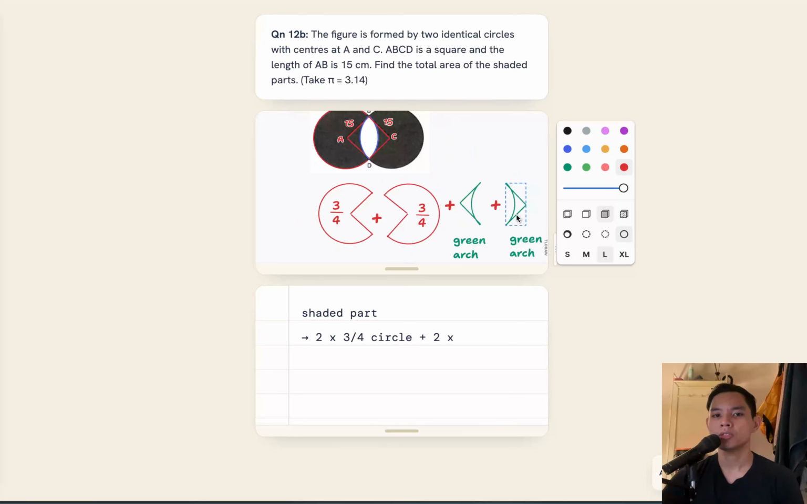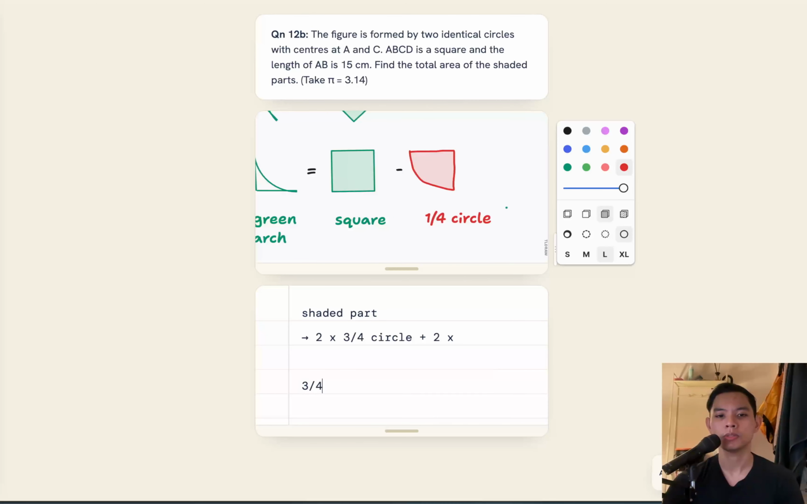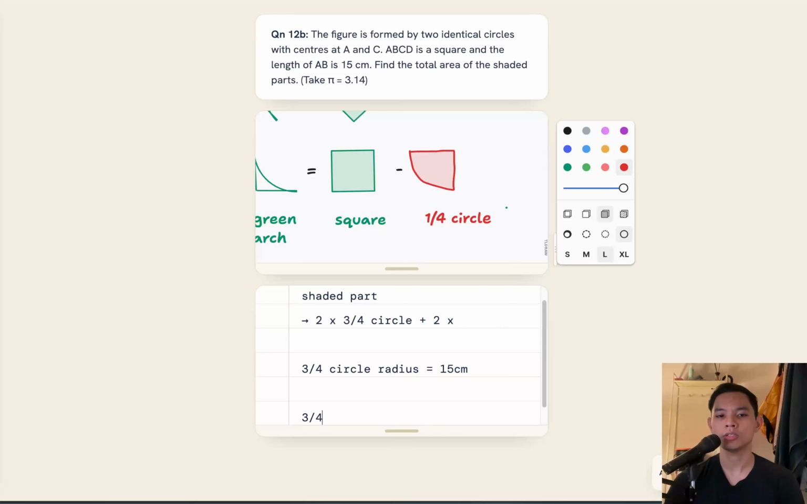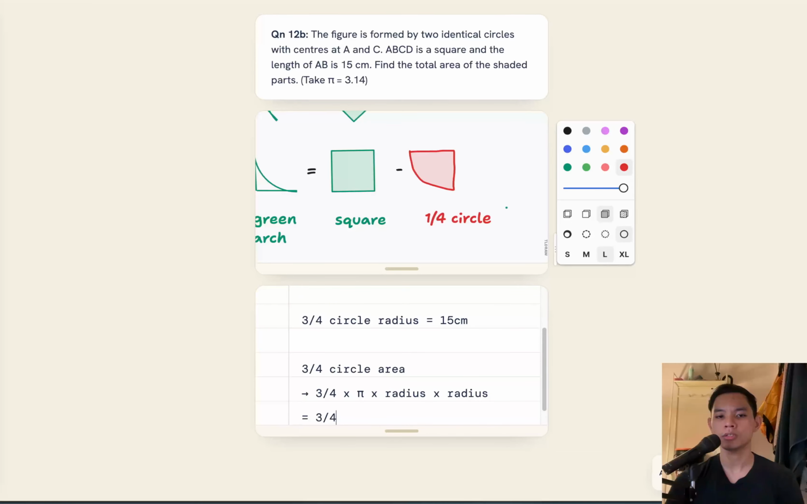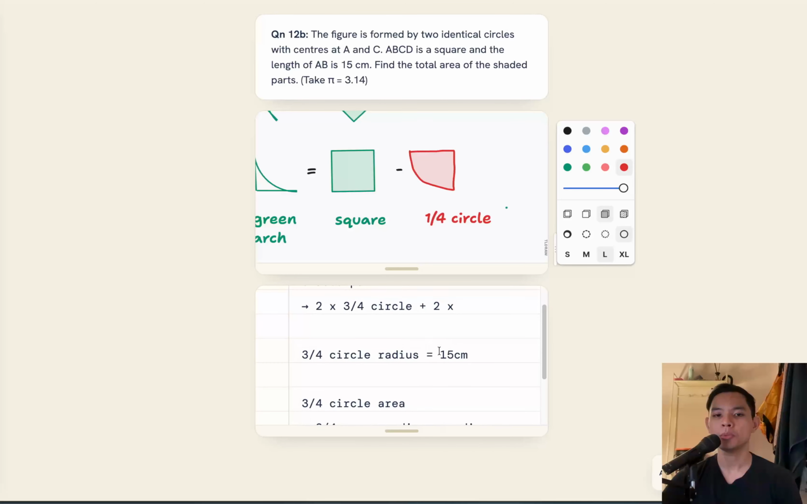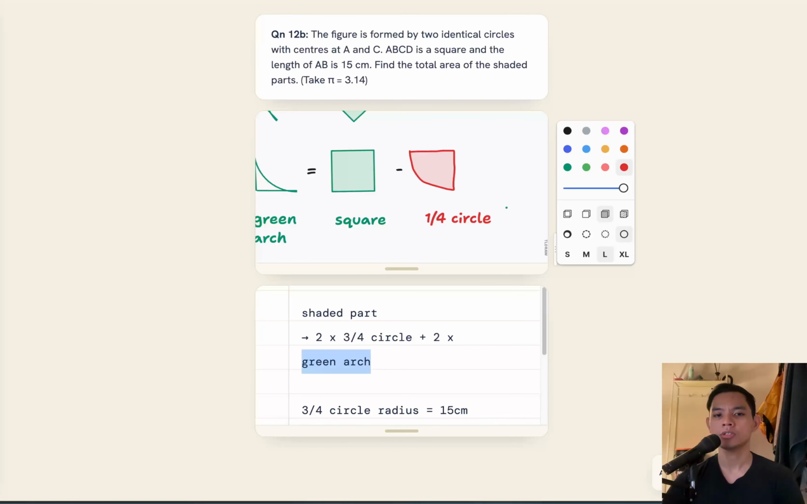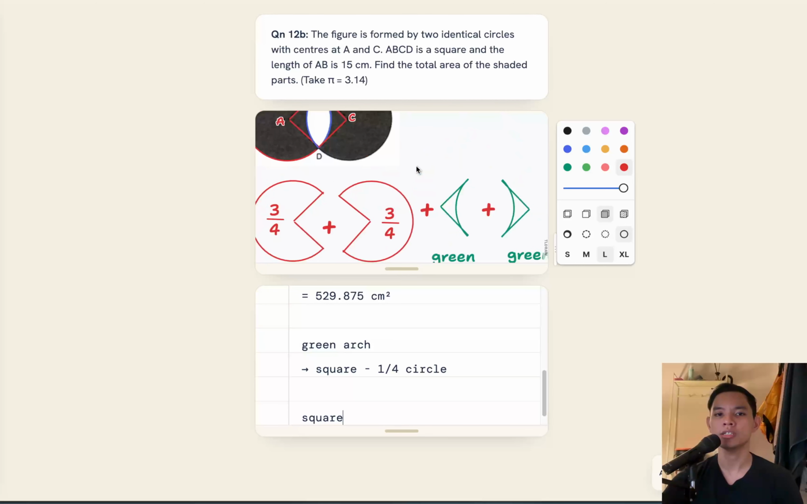Okay, let's get the 3/4 circle. So we know the 3/4 circle radius in this case is 15 centimeters. So the 3/4 circle area is basically 3 over 4 times pi times radius times radius. So 3/4 times 3.14 times 15 times 15 is equal to 529.875 centimeters squared. And then we want to find the green arch. So the green arch over here is basically the square minus 1/4 circle. So the square essentially is the square that we have.